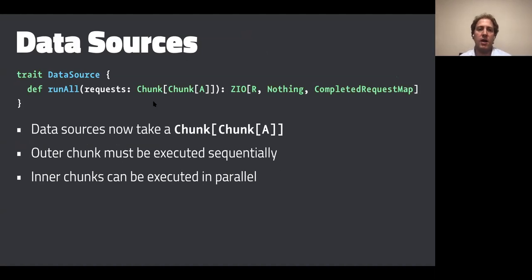And then finally, we need to augment our data sources with the ability to support this. So now that run function becomes this runAll function that now takes two chunks of requests. This first outer collection of requests is batches of requests that need to be executed sequentially. So the data source can look ahead and see all of them, but it's being told you need to execute these in a way that honors this ordering.